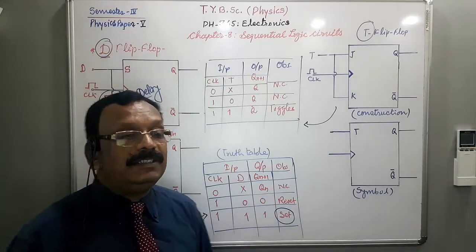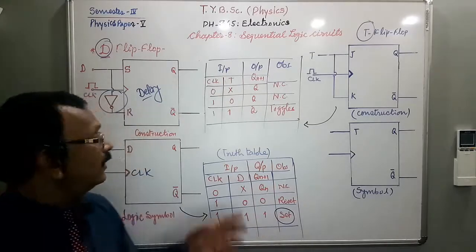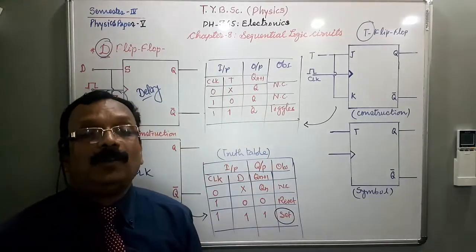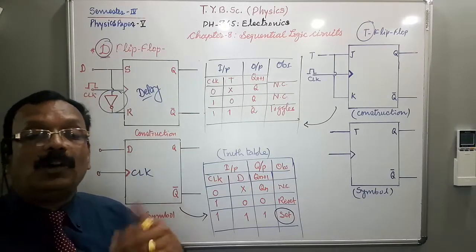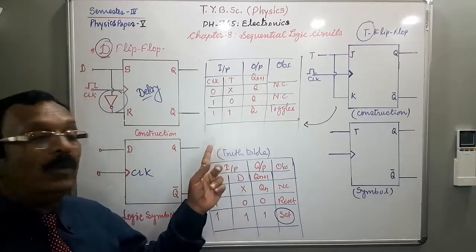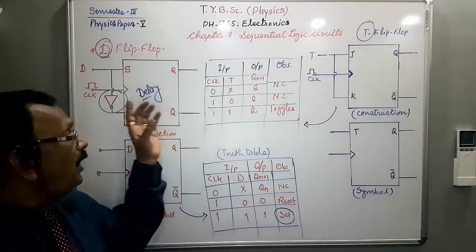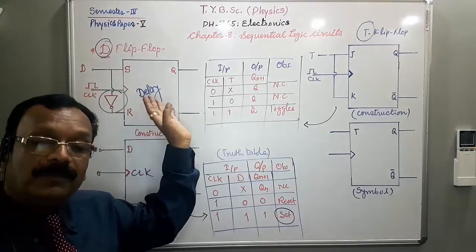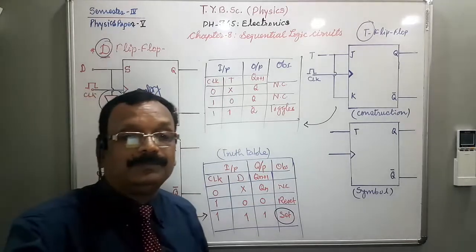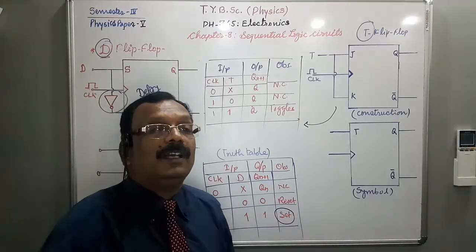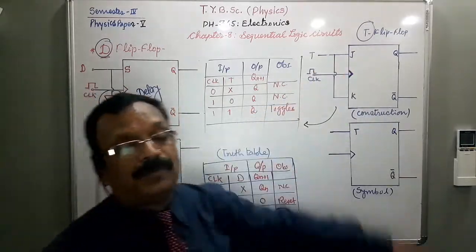In this way, this truth table summarizes the operation of the D flip-flop or delay flip-flop. It is even possible to modify a JK flip-flop into a D flip-flop, just like the RS flip-flop, which we studied in the previous lecture. Now we are going to see the next and last type of flip-flop, that is the T flip-flop.